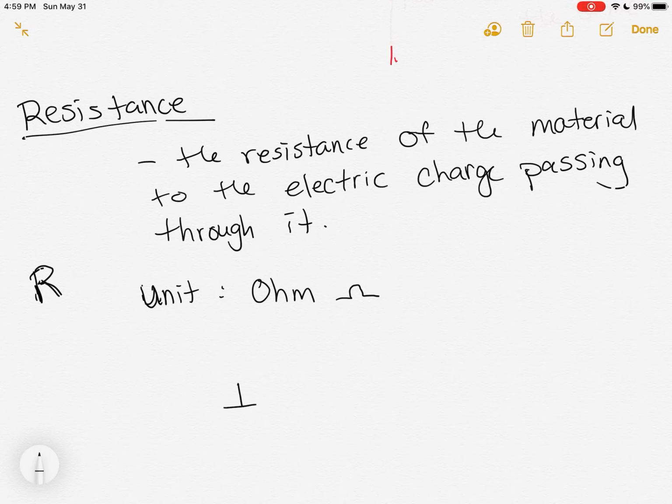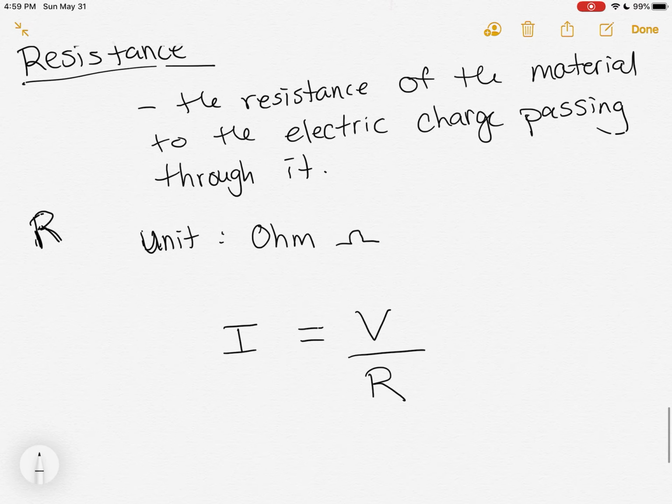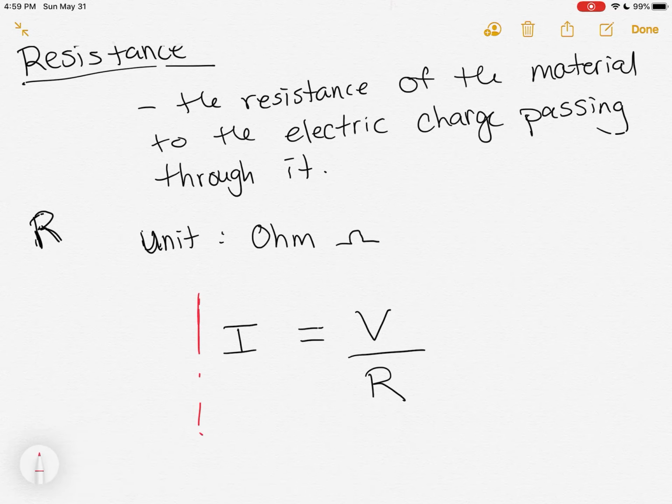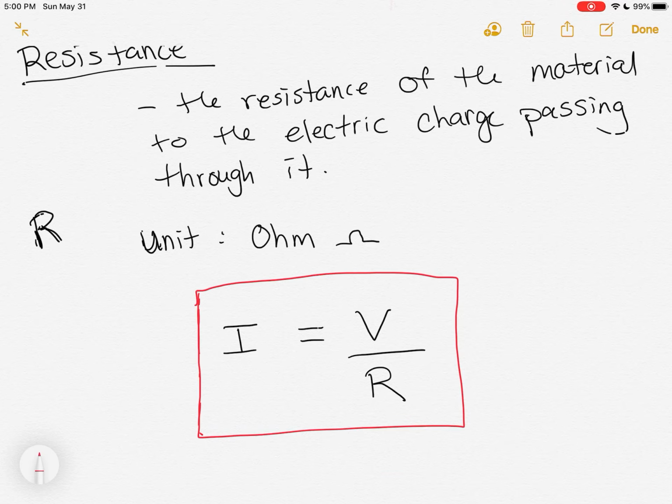And so this is the most important formula in electricity. Current is equal to voltage divided by resistance. We can use this formula in our circuits. As long as we have two, we can find the third.